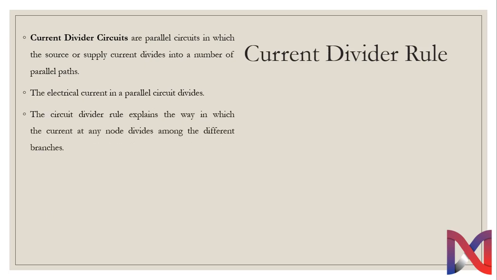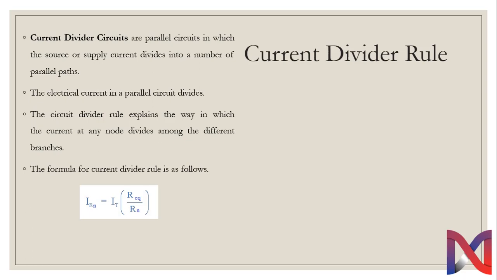The current divider rule explains the way in which the current at any node divides among the different branches. I will explain the difference of node and branches as well as loop in forthcoming slides. The formula for current divider rule is as follows. IRN is equal to IT multiplied by R equivalent divided by RN.